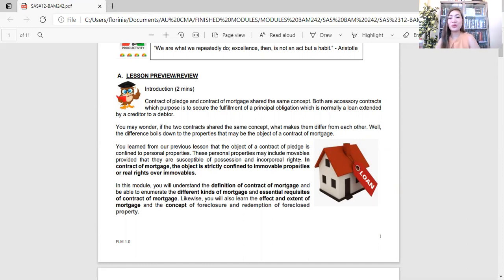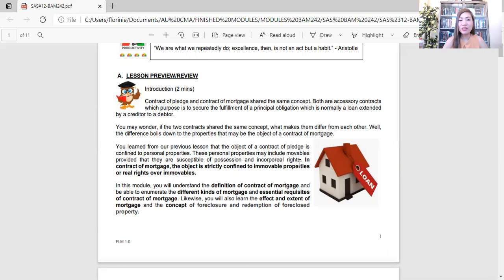Okay? So next, in this module, you will understand the definition of contract of mortgage and be able to enumerate the different kinds of mortgage and essential requisites of contract of mortgage. Likewise, you will also learn the effects and extent of mortgage and the concept of foreclosure and redemption of foreclosed property. Okay, new terminology, foreclosed. Usually sa bank niyo yan na-encounter na foreclosed yung property o yung bahay at lupa ni A o ni B, ano? Ibig sabihin, sa Tagalog, nailit, na foreclosed.